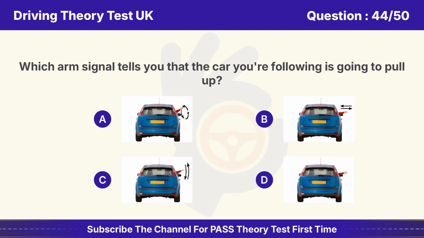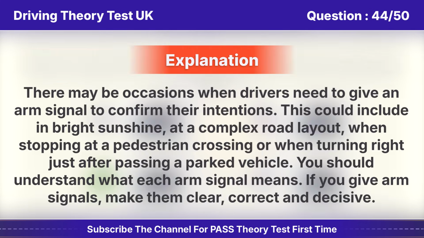Question 44. Which signal tells you that the car you're following is going to pull up? Answer is C. There may be occasions when drivers need to give an arm signal to confirm their intentions. This could include in bright sunshine, at a complex road layout, when stopping at a pedestrian crossing or when turning right just after passing a parked vehicle. You should understand what each arm signal means. If you give arm signals, make them clear, correct, and decisive.